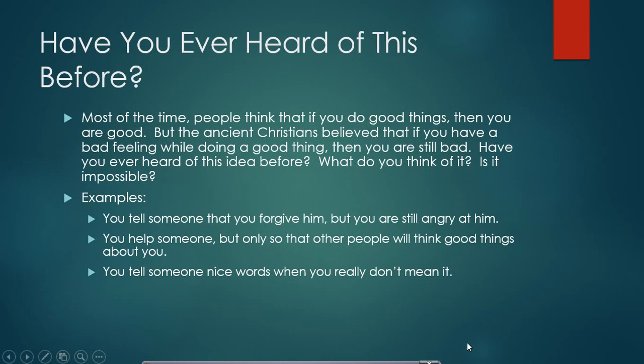Although I don't usually tell my students that, I try to be impartial. And I just asked my students, have you ever heard of this before? The ancient Christians believed that if you do a good action, but the feeling is bad when you do it, you're still bad. So if you tell someone you forgive him, but you're still angry at him, that's still not very good. And if you help someone, but only so that other people will think good things about you, that's also bad. And telling someone nice words when you don't really mean it, that's also bad.